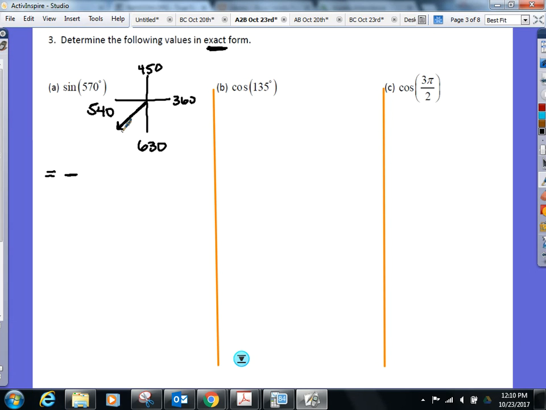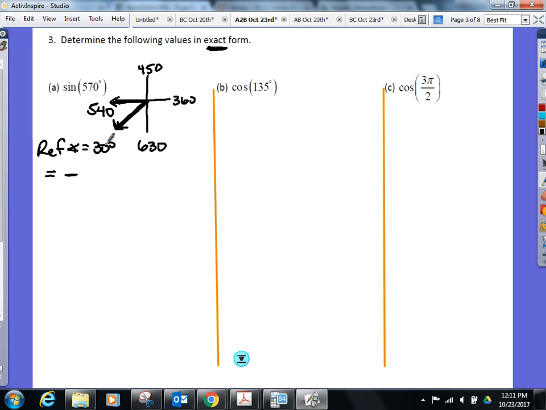What's the reference angle for 570 right now? What is my reference angle going to be? So this angle right here, 570. What would be that little angle right there? Alex, what is it? 30 degrees.